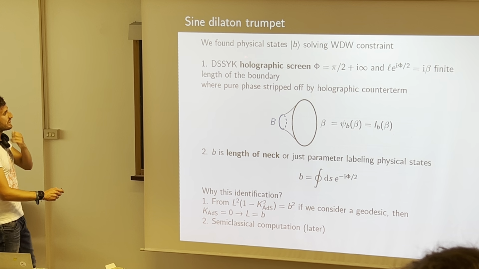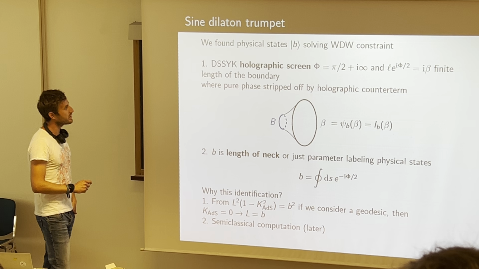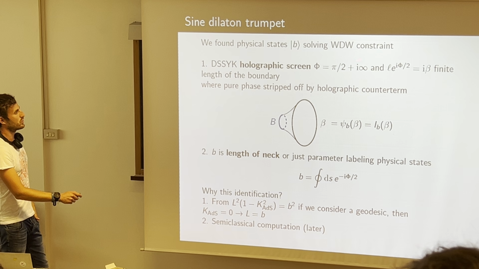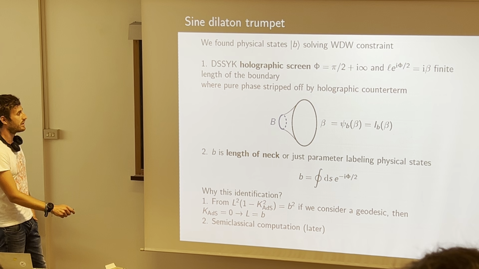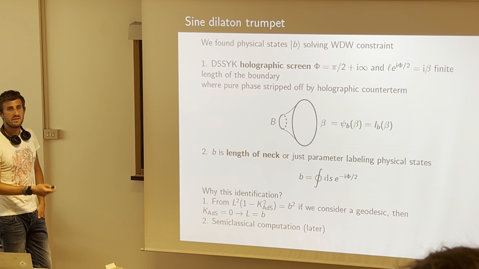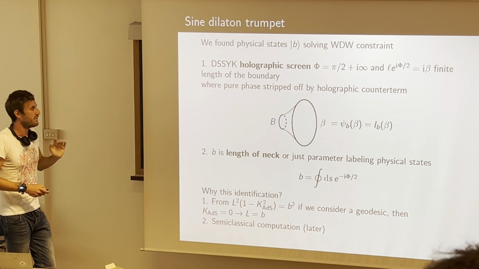Now I want to consider the position of the holographic screen, that is this weird location that Klaus talked about. I will come back to that later. But in general, when I go to this position of the holographic screen, then this quantity is finite and is basically the length of the boundary. And if we strip off a phase with a holographic counterterm, that particular combination of Bessel functions just reduces to this Bessel I_B of beta. But so far, B is just a parameter that is labeling my classical solutions, because it's something that I used to solve the equation through separation of variables. So I want to give a physical interpretation.